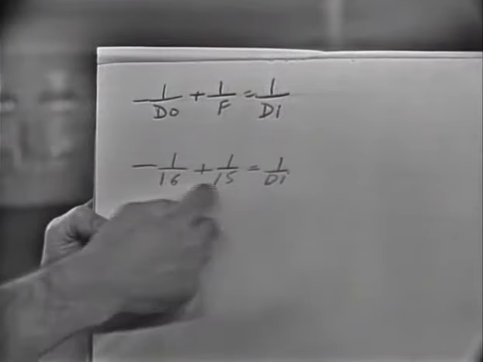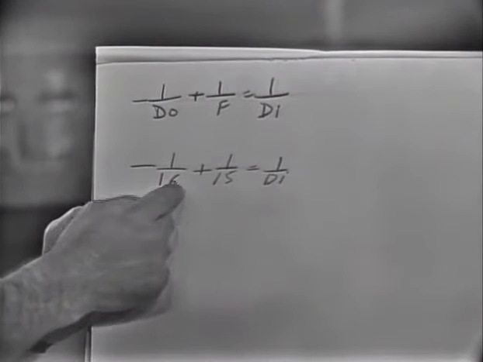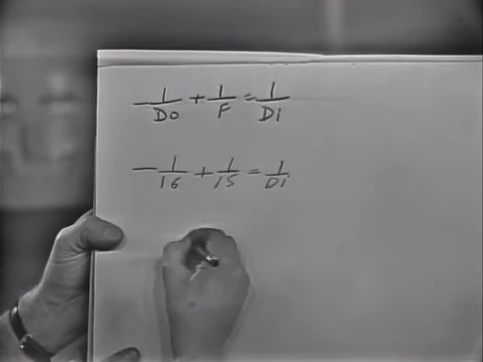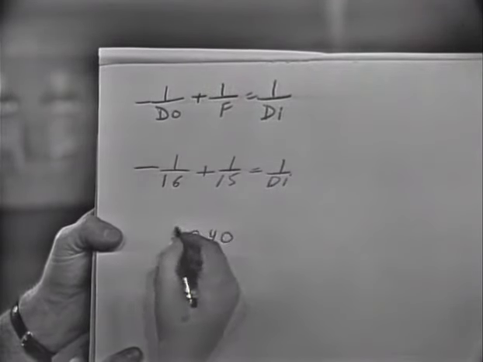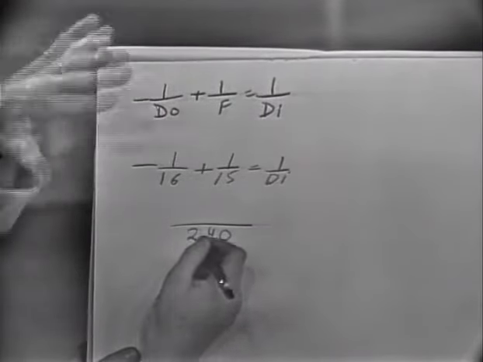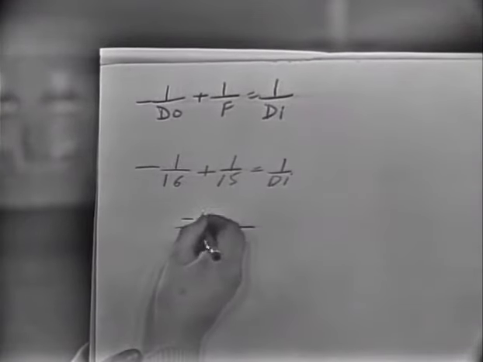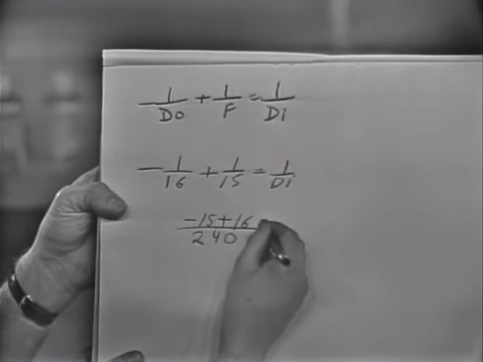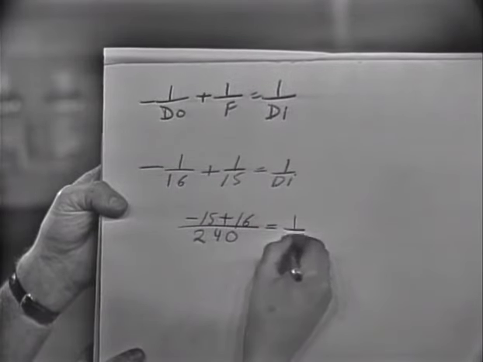Now, I worked out the common denominator. It's 240. If you multiply 15 by 16, you get 240. Well, that would be 15, wouldn't it? 15 times this is equal to that, so that would be 15 up here. It's minus 15 plus 16, right? Equals 1 over di.